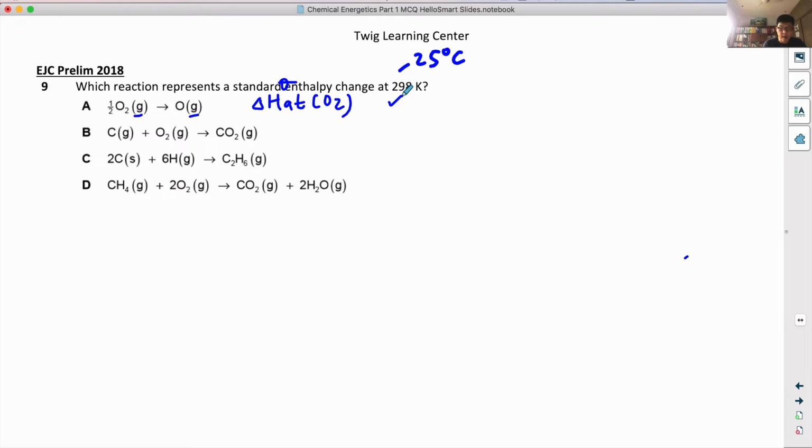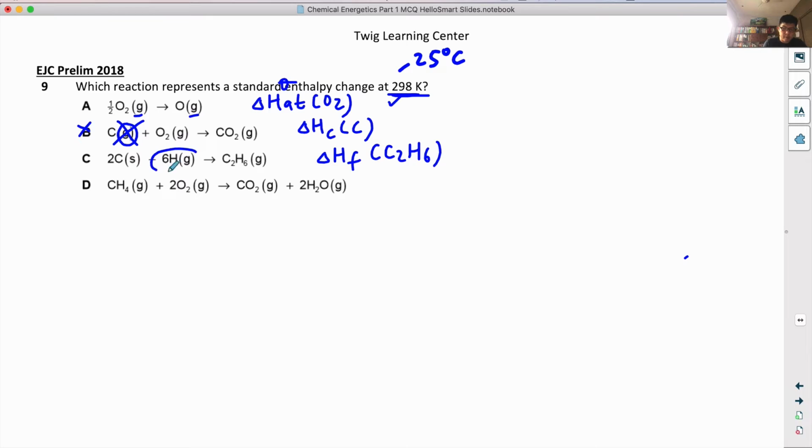For the second one, under standard condition, maybe I would just say it's the combustion of carbon. But if it's going to be at 25 degrees Celsius, this cannot be a gas. Carbon here must be a solid, which means it's not under standard condition. So this is out. For the next one, it's supposed to be the formation of C2H6.